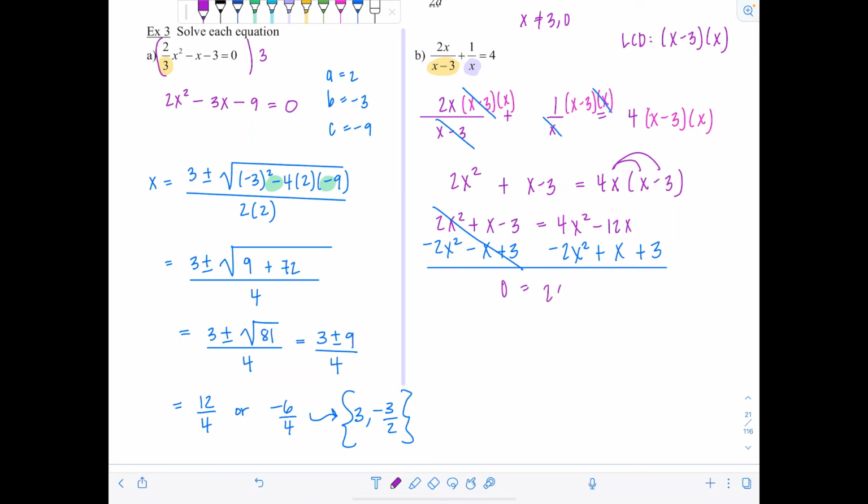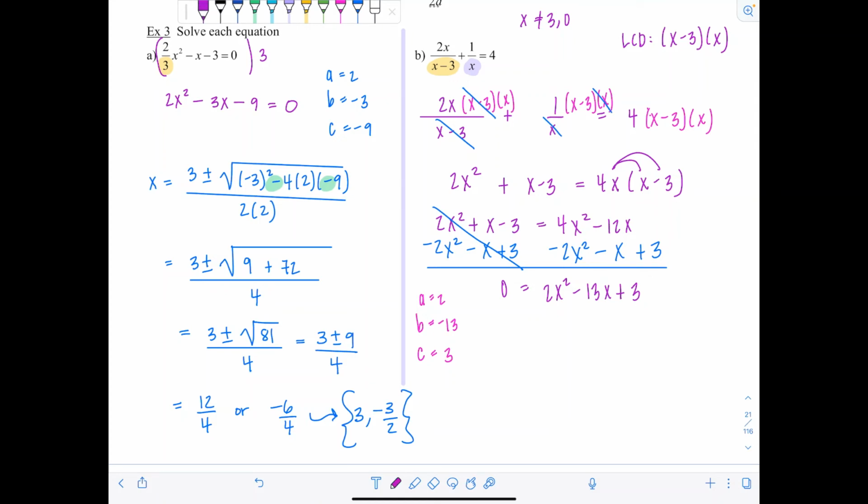So now we've got 0 equals 2x squared. Let's see here. Oh, I should have subtracted x. Forgive me. Minus x. So that'll be minus 13x. Plus 3. Okay, now we can identify a, b, and c. So a is 2, b is negative 13, c is 3. Why don't you pause the video, see if you can do this next part on your own, plugging in everything and simplifying. Okay, did you try?